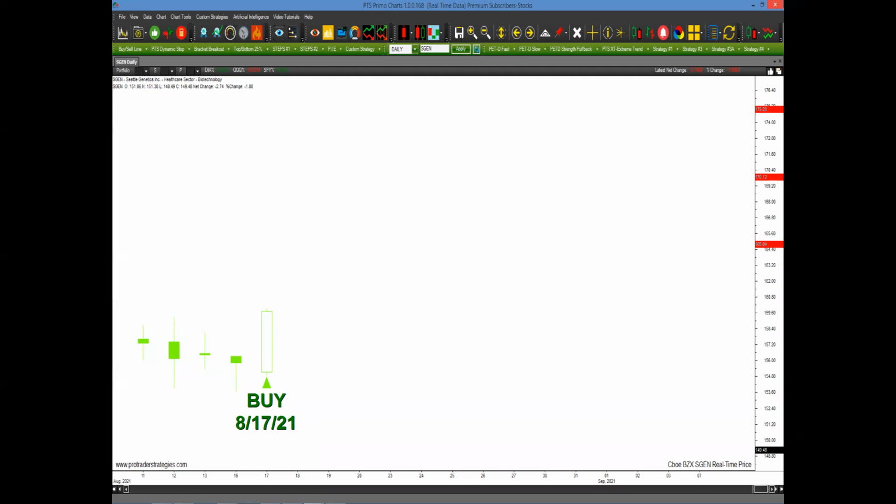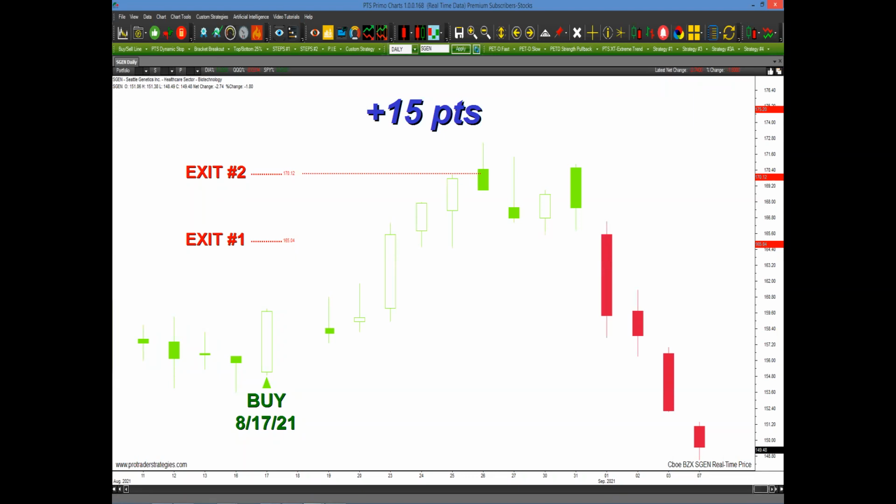The other thing that we talked about are the exit levels. These are auto-generated exit levels. All you have to do is double click on the arrow whenever a signal is generated, and they automatically appear. Now here we had 2 exit levels to choose from. Let's say you had taken the second one. Well, in a little over a week, you could have exited at the second level and potentially captured 15 points. Nice little trade, right? And then look what happened directly after that. This is the beauty of all this. You won't find these anywhere else other than on the PTS Primo charting platform.